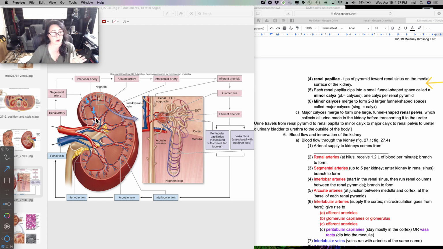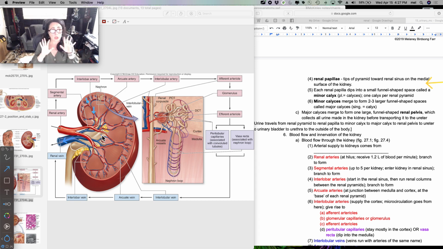And then here's the part that doesn't make sense to anybody, including me. Shouldn't these be called segmental veins? I think they should, but they are not segmental veins. They don't get a separate name. They're just considered extensions of the interlobar veins, so they're not called segmental veins. They are nothing. And then this is the renal vein, and then it goes back into the inferior vena cava.